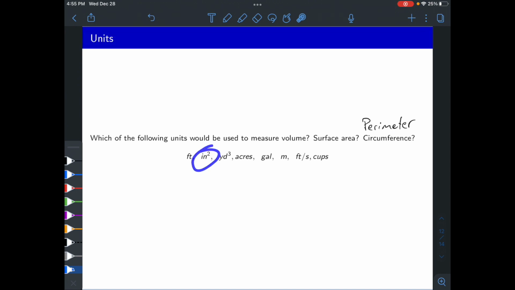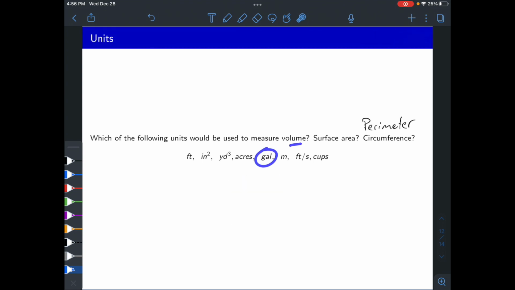Square inches, this is a measure of area or surface area. Cubic yards, this would be a measure of volume. Acres, this is a little bit weird because acres is actually a measure of area, right? If I have 10 acres of land, I'm really talking about how much land area I have. So acres is a measure of surface area. Gallons, that measures volume. That's talking about how much water can fill up a jug or something.